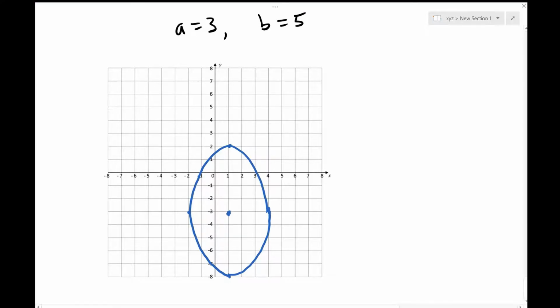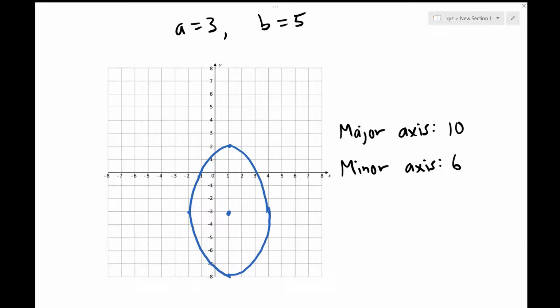Okay, so to identify the important features of the graph, notice in this case that our major axis is just going to be the longer of the 2 segments that go through the center of the ellipse, but that's just going to have a length of 10 units. And notice I'm just taking the b value and doubling it. B is larger than a in this case, so taking 2 times b gives me the length of the major axis. And for the minor axis, well, that's just the length of the shorter segment that goes through the center, which in this case would have a length of 6. And again, notice there that I'm just taking the a value and doubling it.